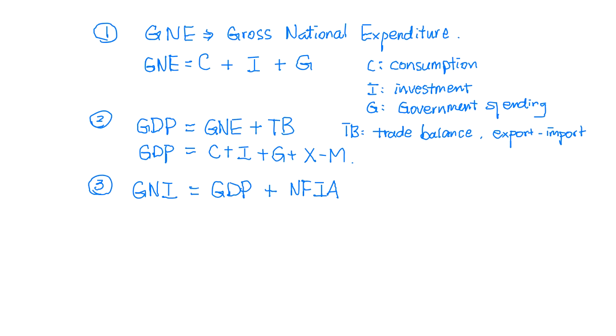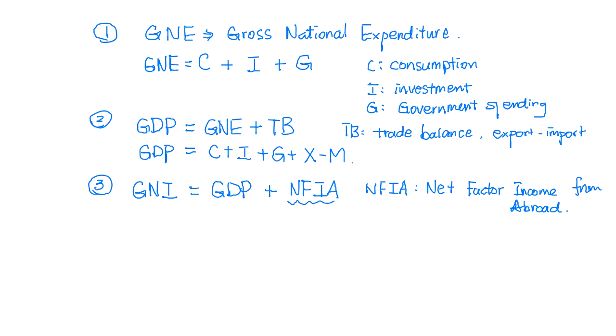I remember one term we added in, it's called NFIA. This one is the net factor income from abroad, right?